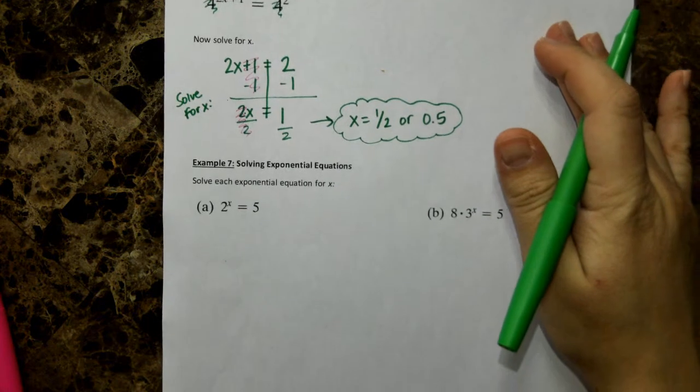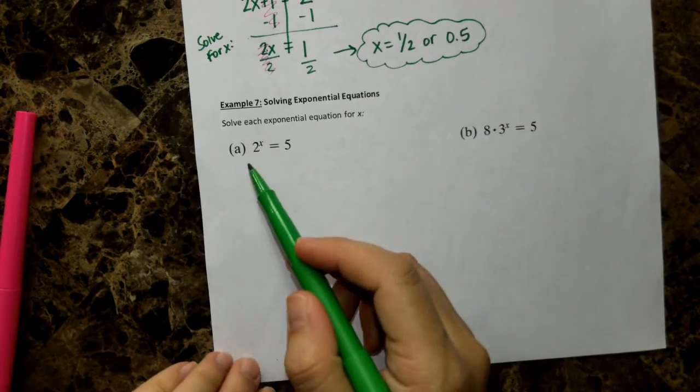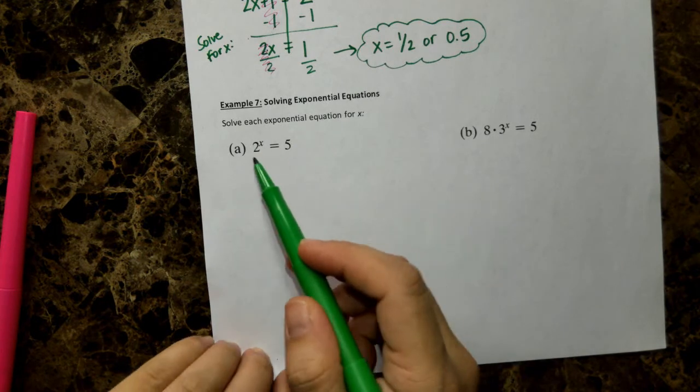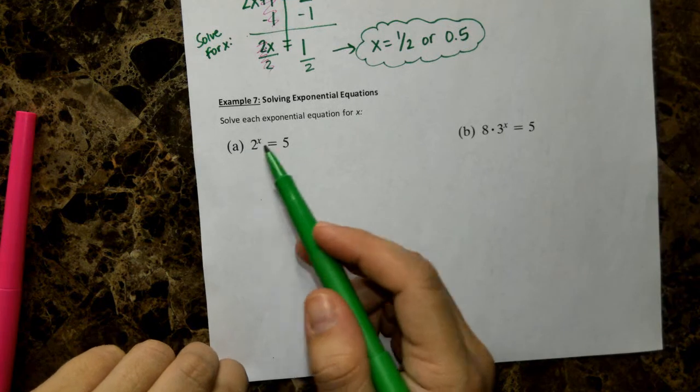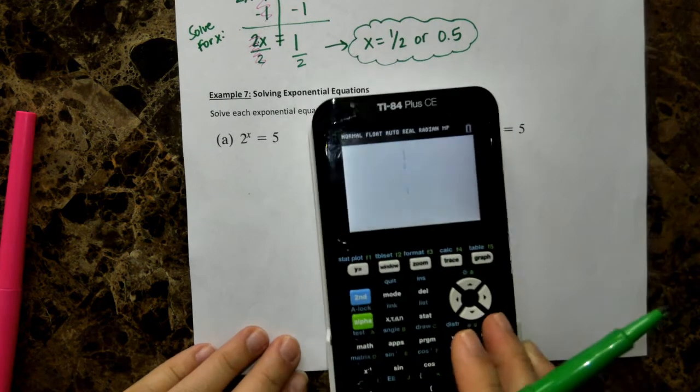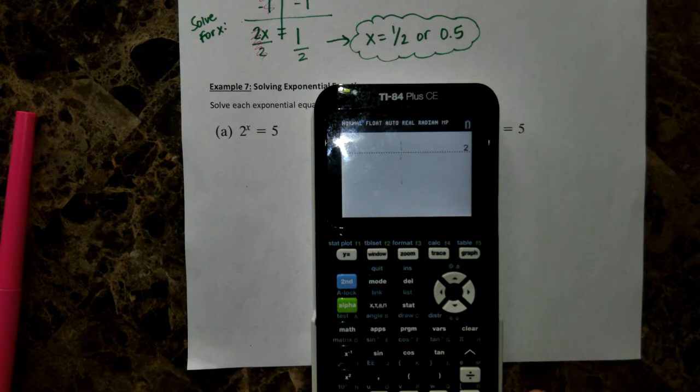All right, last example, number 7. We have 2 parts. The first part just says solve each exponential for x. So the goal is to figure out what x equals. We have 2 to the x power equals 5. Now if I try to list all my powers of 2, I don't think I'll ever get 5. 2 to the first power, no, that's 2. 2 to the second power, that's 4. 2 to the third, that's 8.